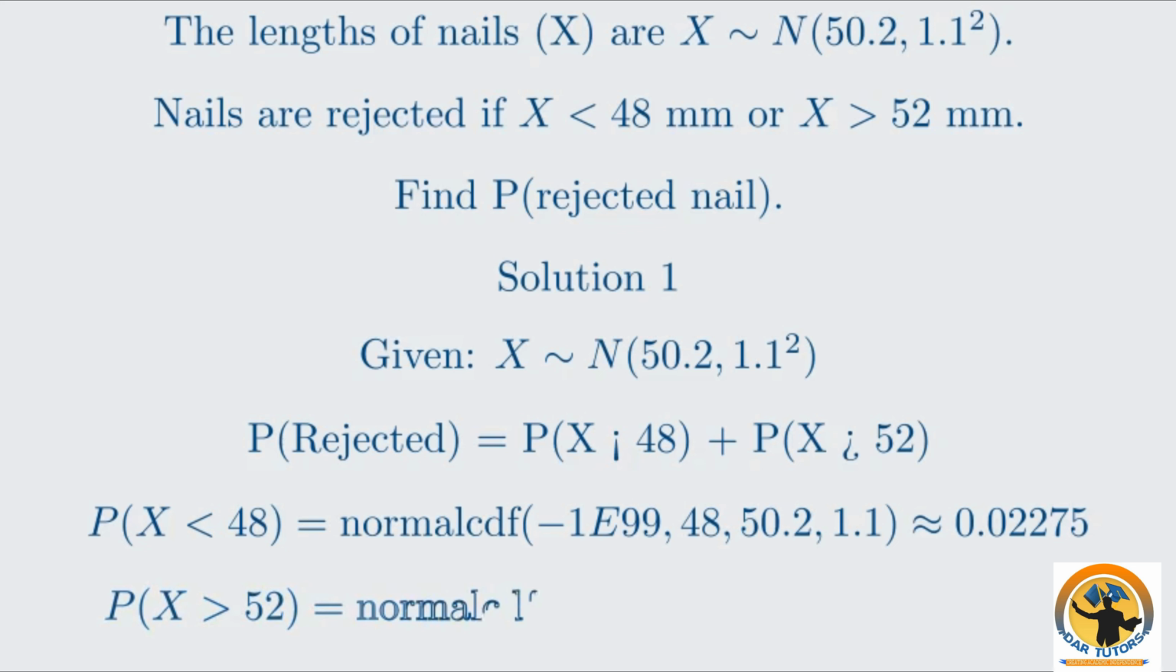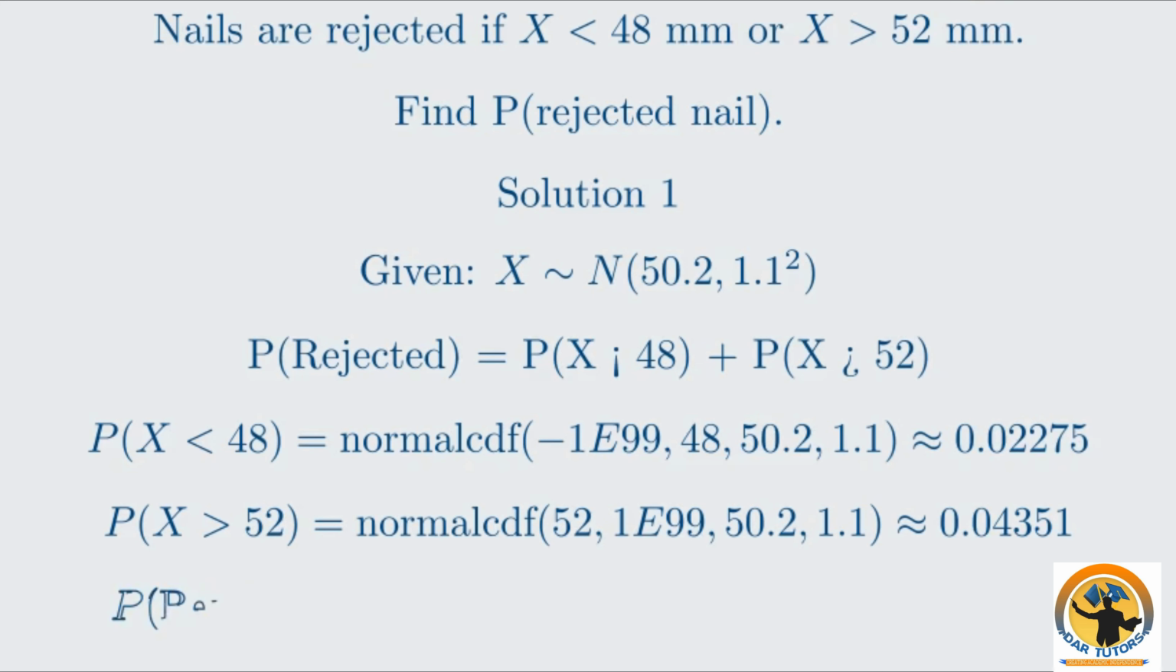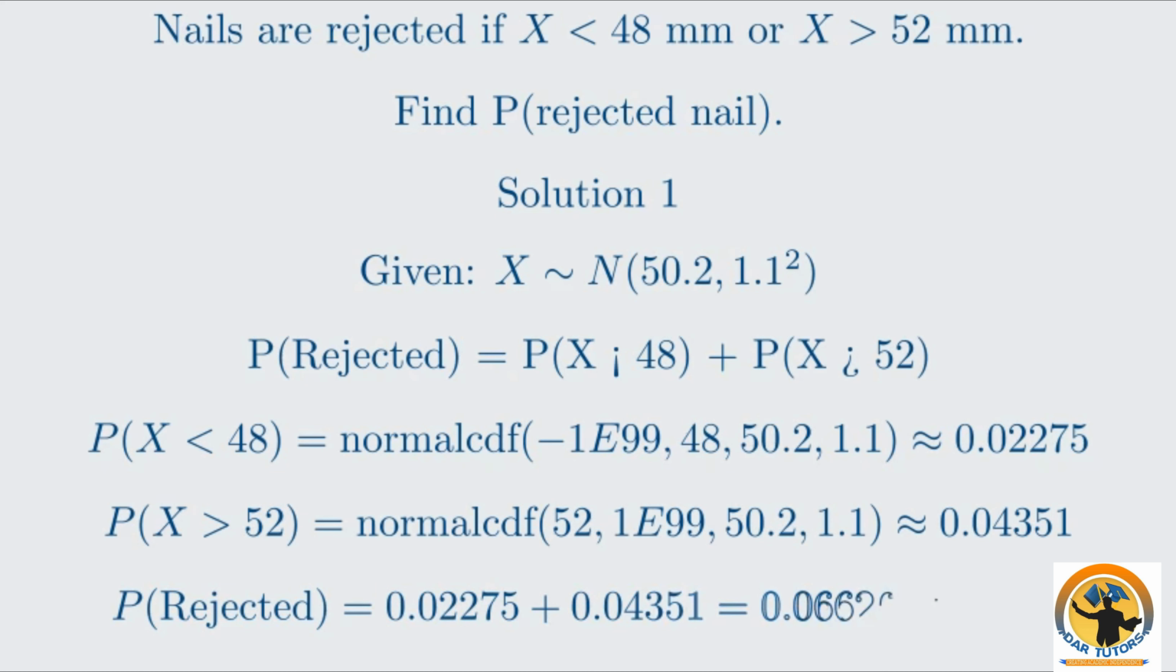Next, let's find P(X > 52). We use normal CDF with a lower bound of 52, an upper bound of infinity, the same mean and standard deviation. This gives us approximately 0.04351. Finally, we add these probabilities together. The probability of selecting a rejected nail is approximately 0.0275 plus 0.04351, which equals 0.0626. To three significant figures, this is 0.0663. So there is about a 6.63% chance that a randomly selected nail will be rejected.